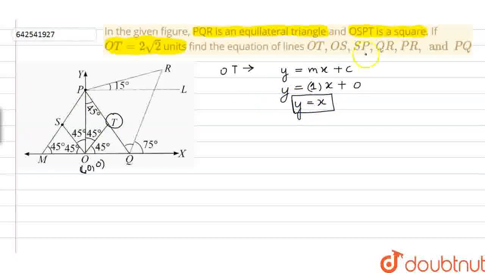right? Now we need to formulate the equation for line OS, right? So this is line OS, right? So first of all, to find the equation of line OS, what do we need to know? We need to know the slope of this line. We know that, and we need to know the intercept of the line. We also know that. So we can easily write the equation for line OS, that would be y equals mx plus c, right?